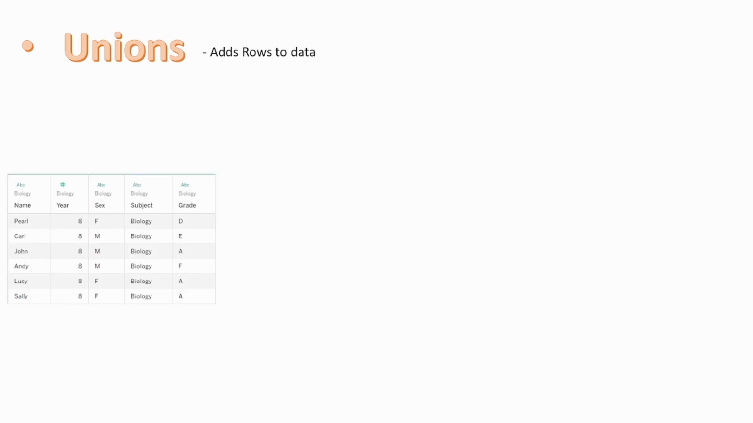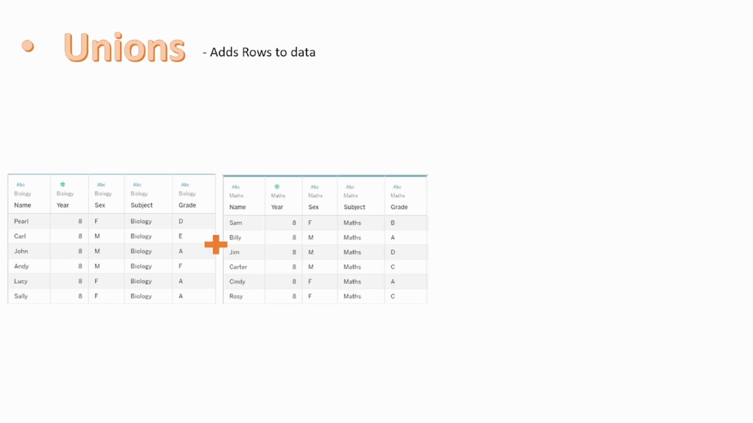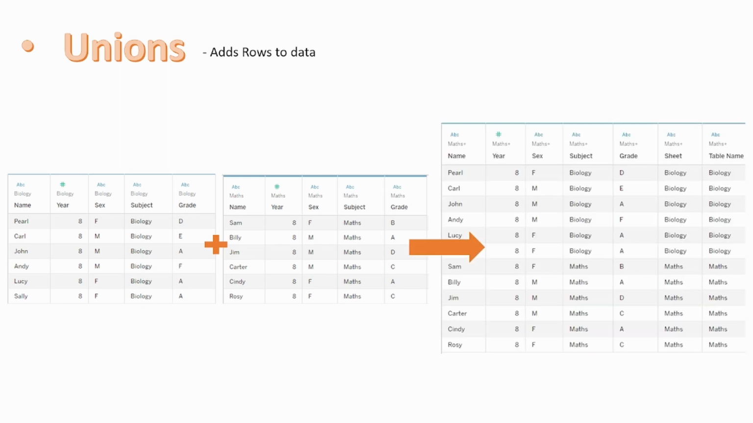Now, let's look at an example. We have a table of students that, let's say, study biology, and we have another table that we want to union them together with, of students that study maths. The table contains their name, their year, their sex, their subject, and their grade. If we union them together, it would look something like this, where we're just stacking the tables on top of each other because, as I said before, we have the same number of fields, and the fields have the same field name and are the same data type.